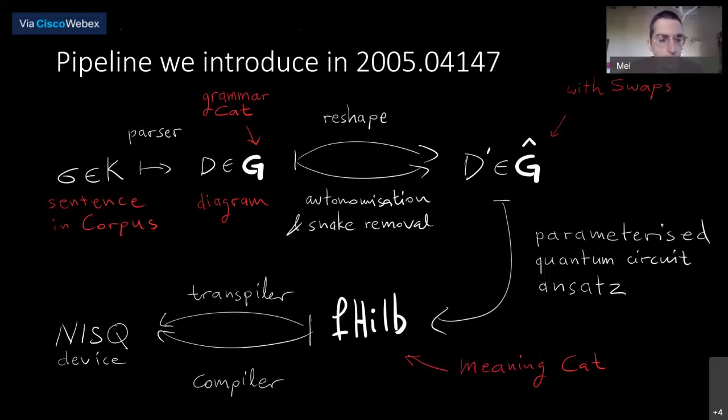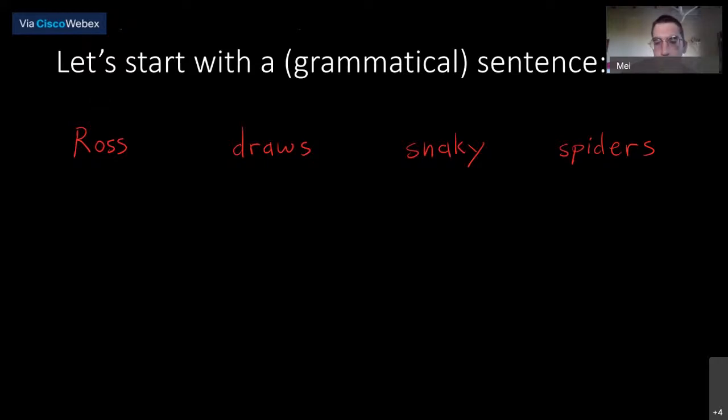And then, since we encode it to Hilbert spaces, we try to find suitable ways to send these meaning states of sentences onto NISQ devices. And we do this with the help of transpilers, which are very simple, or more complicated compilers that are basically architecture aware. So I'll take you through the whole setup with examples.